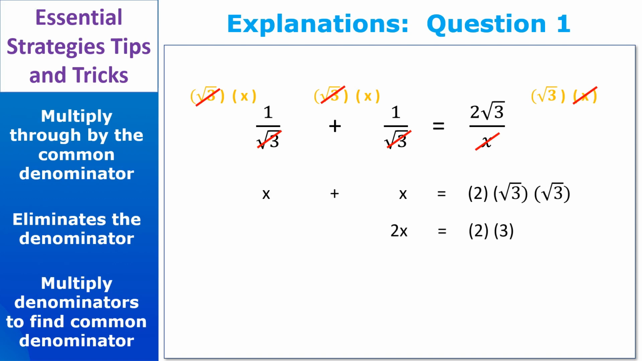We end up with 2x equals 2 times 3. Remember, root 3 times root 3 equals 3. So 2x equals 6. That means x equals 3. Very nice job.